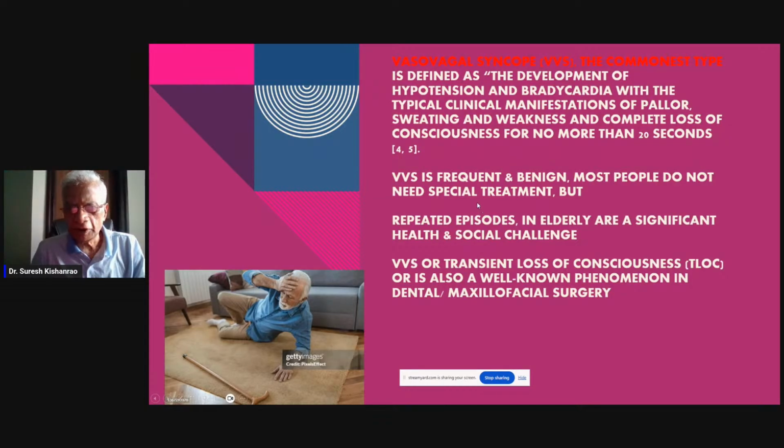It is very frequent and benign. Most people may not need any treatment. But if these episodes repeat, then they may need significant investigation. They also pose both a health and social challenge. VVS, or transient loss of consciousness, is also commonly known to people in dental practice, particularly when they do dental extraction or maxillofacial surgeries.